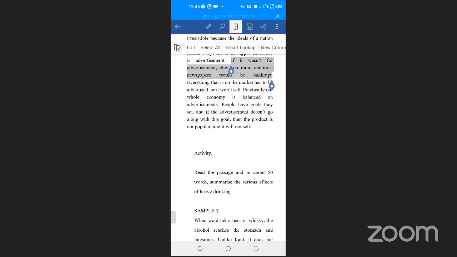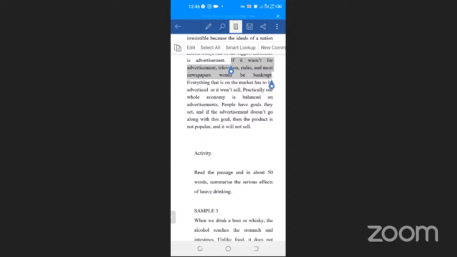You can see it. Amira, could you read that sentence? "If it wasn't for advertisement, television, radios, and most newspapers would be bankrupt." Okay. Are you seeing how many commas we have there? Peter, how many commas do we have in that sentence? Three commas. There are three commas.